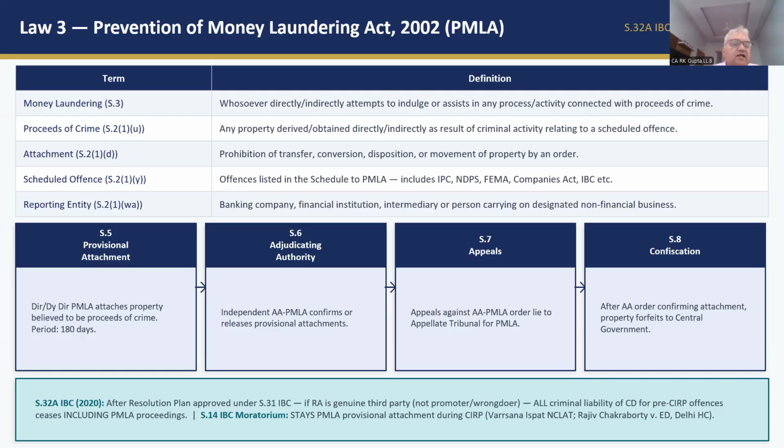Scheduled offences are covered under section 2(1)(y), which are the offences listed in the schedule to PMLA, and it includes offences covered under IPC, NDPS, FEMA, Companies Act or IBC. Normal punishment in case of PMLA is 3 years to 7 years, but in case of offences which include NDPS matters, the punishment could be from 3 years to 10 years.